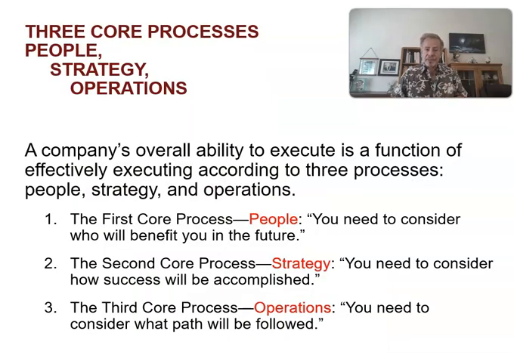The 3 core processes: people, strategy, operations. The first core process is to consider the benefit to you in the future. The second is you need to consider how success will be accomplished. And the third, you need to consider what path will be followed. 3 different processes that you have overall. Can you execute all 3 of them? You need to keep your eyes on all 3. Taking your eyes off, you might miss something.